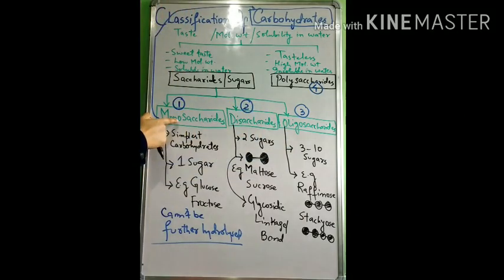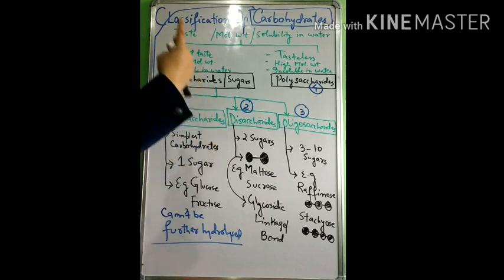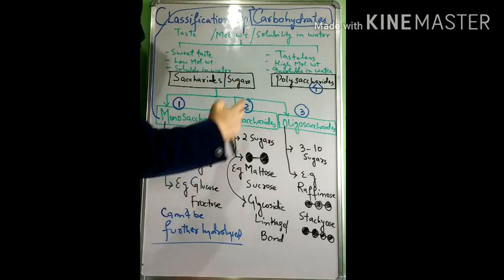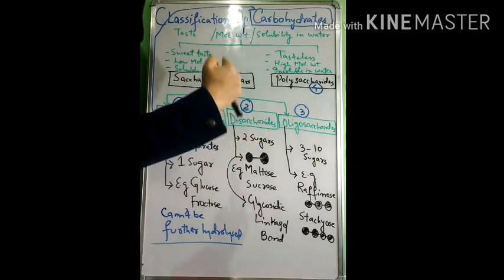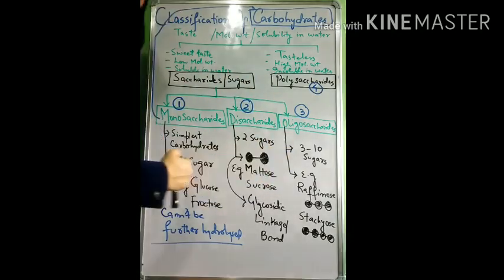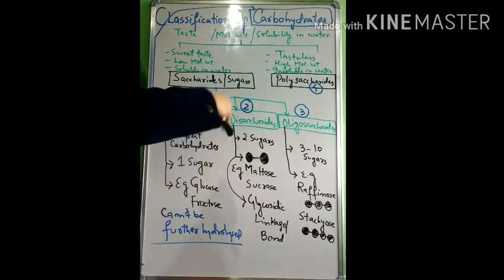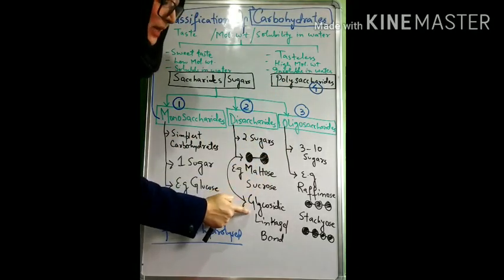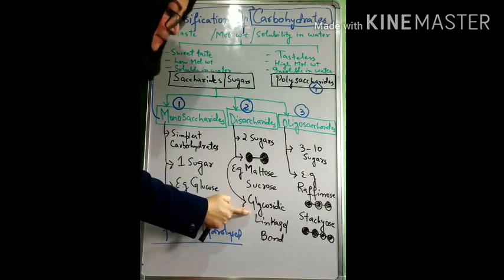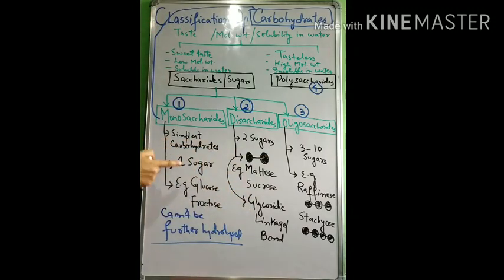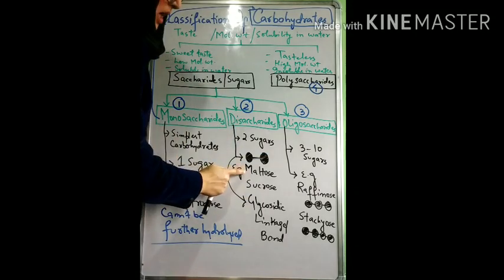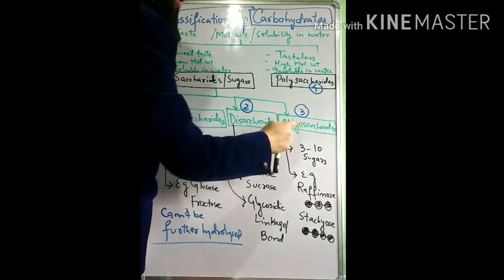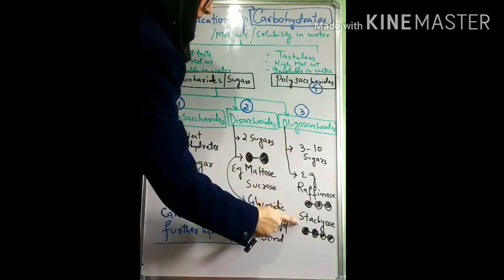They will fall under oligosaccharides. So monosaccharide, simple, just 1 sugar. Disaccharide, 2 sugars. Oligosaccharides, 3 to 10 sugars. The bond which is used for connecting one sugar with another sugar, say for example glucose with glucose, is glycosidic linkage. Example for monosaccharide is glucose and fructose. Example for disaccharide is maltose and sucrose. Example for oligosaccharide is raffinose and stachyose.